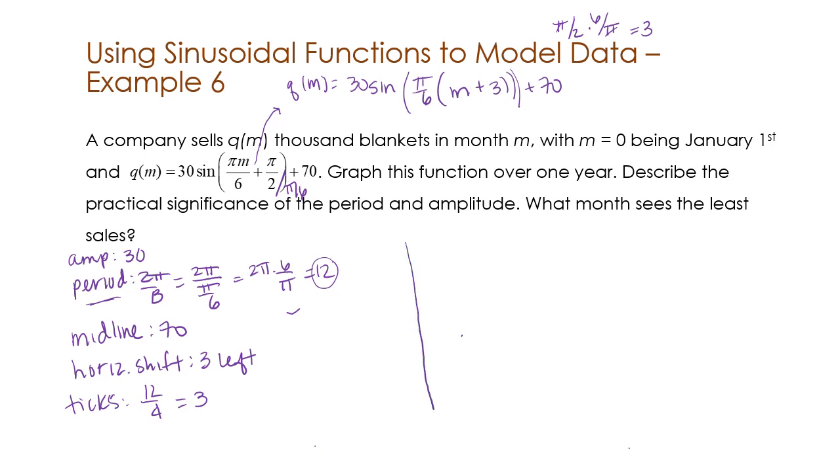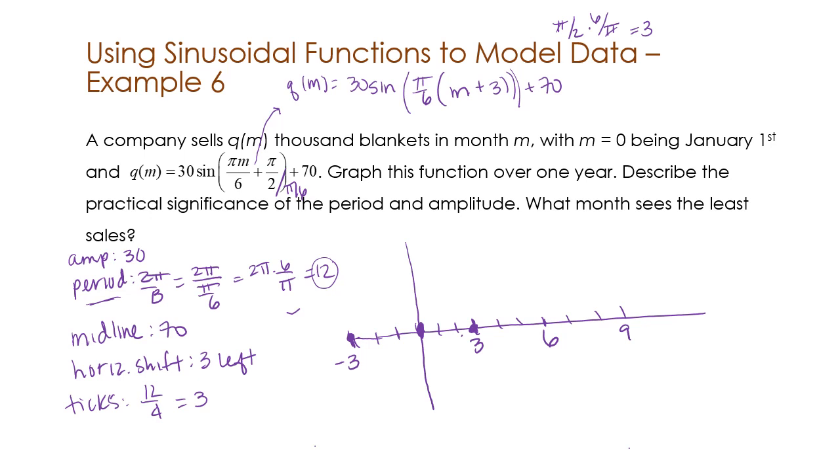All right, here we go. So we've got to shift 3 to the left. All right, so there's -3. There's our first tick mark. Tick mark units are 3, so -3 plus 3 is 0. There's our next one. Add another 3, we're at 3. Add another 3, I'm at 6. And then add another 3, I'm at 9. So there's where your tick marks are going to be.